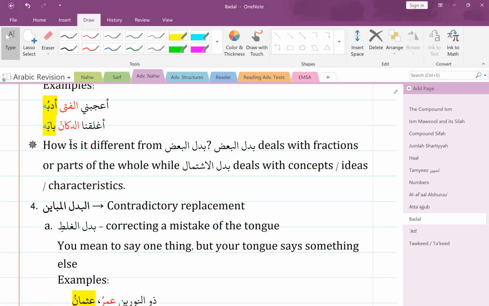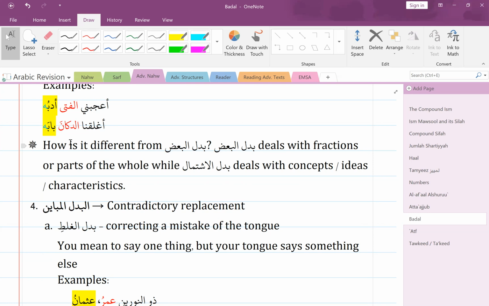If you can divide that thing into portions and you're talking about a specific portion, then that is badal al-ba'd. But if you cannot divide this concept, because you're talking about an abstract idea or a characteristic of this thing, you cannot take a boy and divide him into parts and say, okay, this is the portion that makes his character, this is the portion that makes his, I don't know, intelligence. No, you can't do that. So that cannot be badal al-ba'd.